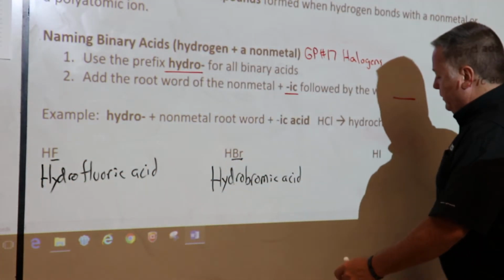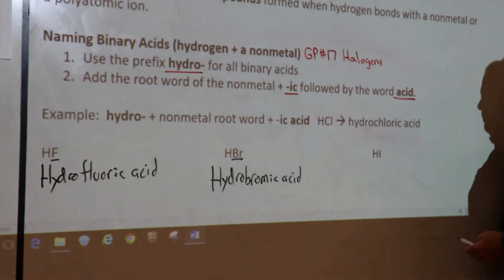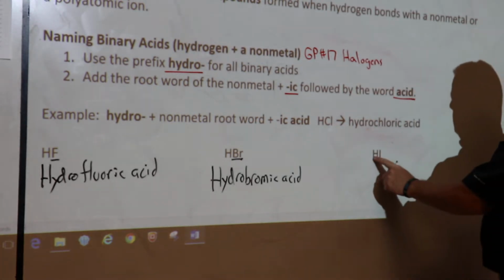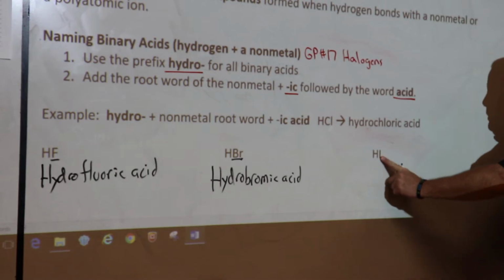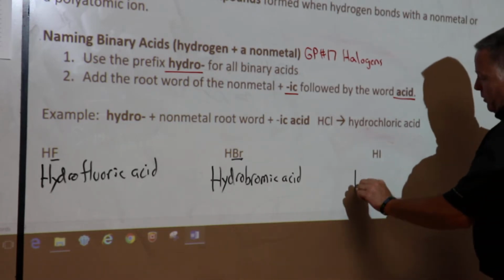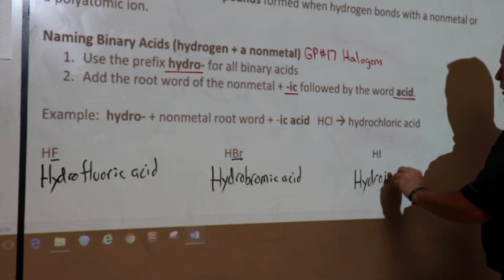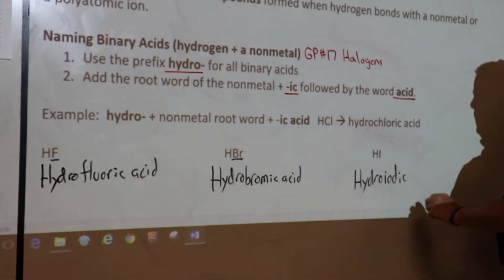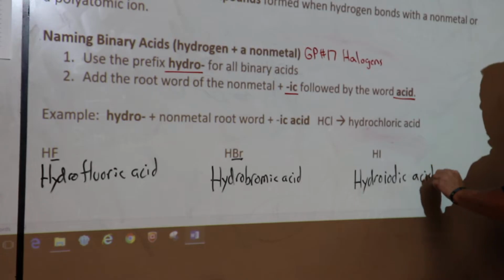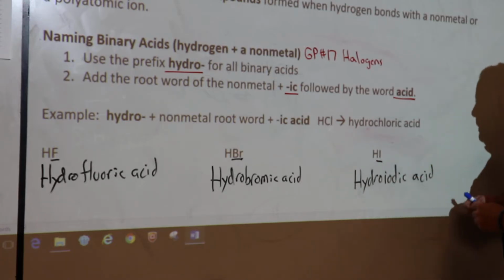All right. Next one. This is a tough one just because of the way that it's pronounced, but the rule is still the same since it's hydrogen and only iodine. This is going to be called hydroiodic acid. Hydroiodic acid. And that does it for binary acids.